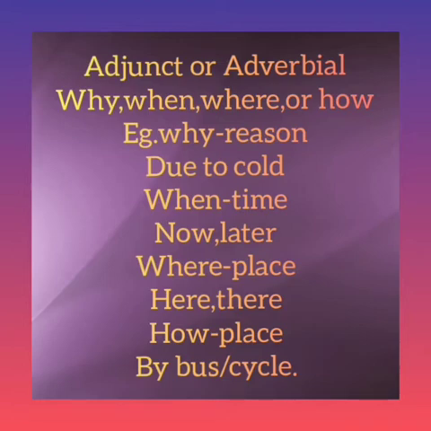An adjunct or adverbial answers the question why, when, where, how. It's very important that you remember how to find an adjunct. It gives additional meaning to the sentence, and it answers the question why, when, where, how. Why states the reason: due to cold, I couldn't attend the exam. When talks about the time: now, later. Where talks about the place: here, there. How refers to the manner: how did you come, by bus, cycle, etc. So an adjunct or adverbial answers the question why, when, where, how.